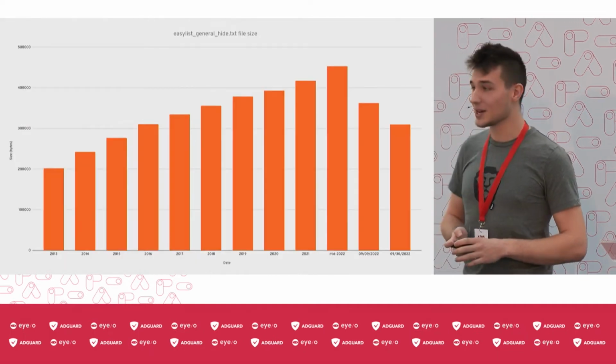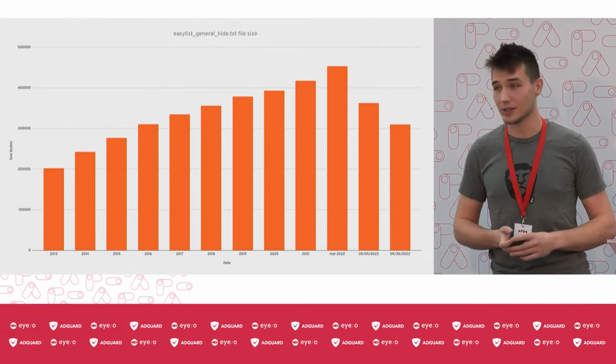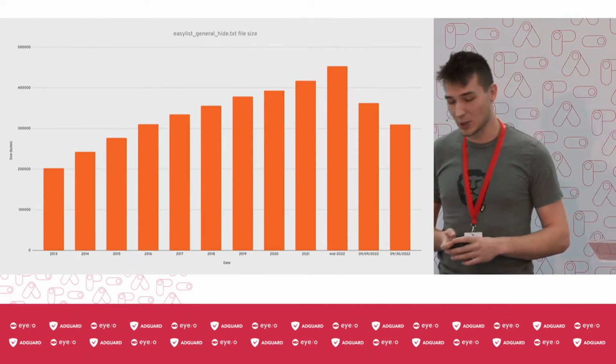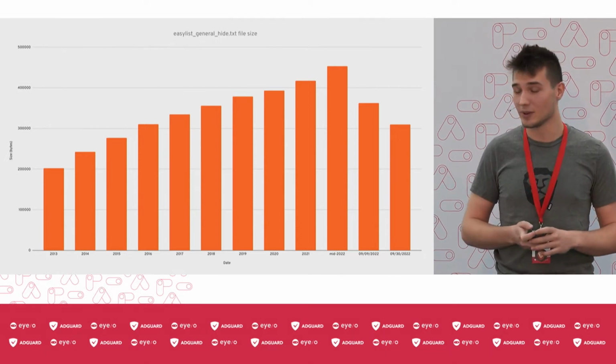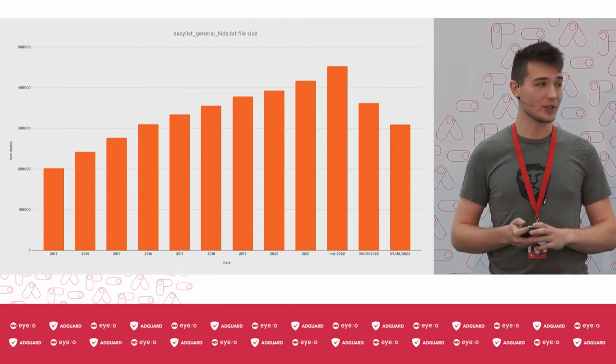And if we look at the size of that general hide list in EasyList, this is about 2/3 of what it was at the maximum, and this is bringing it back down to like 2016, 2017 levels, which is awesome to see.